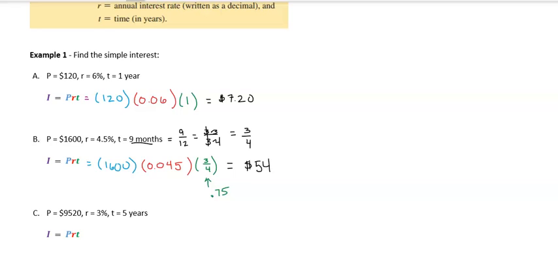All right, the next one, we've got the principal is 9,520, the rate is 3%, so that's 0.03, and the time is 5 years, so you just put a 5 in here, and that's it. Just put it in your calculator, make sure you put it in right, and you get $1,428. Pretty good. All right, so you make $1,428 in just 5 years on less than $10,000.